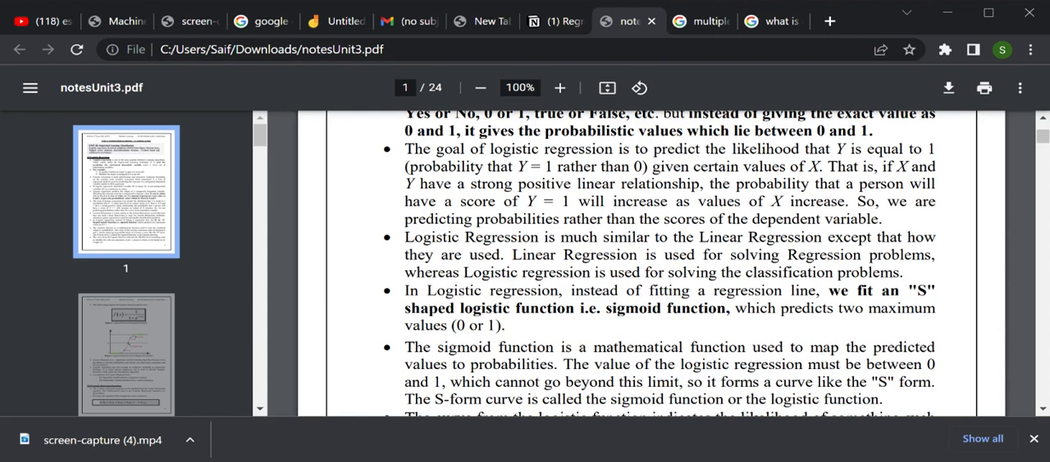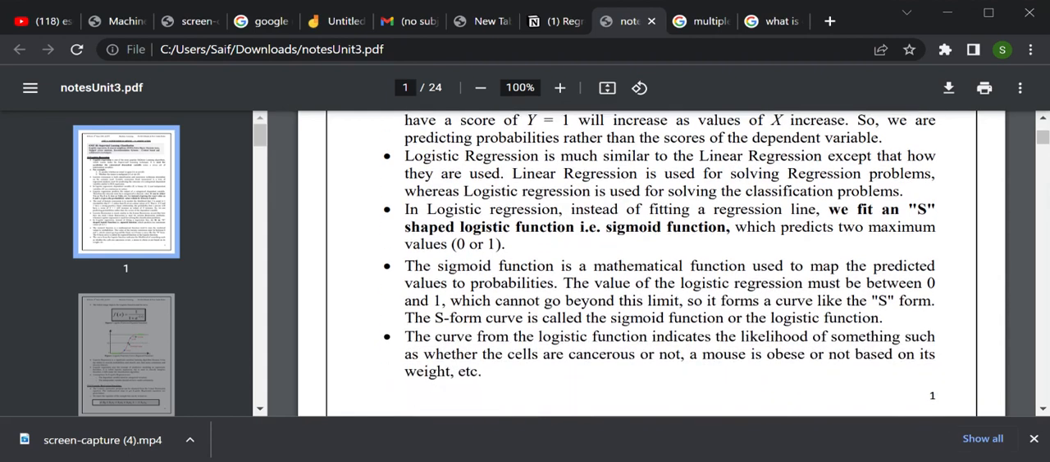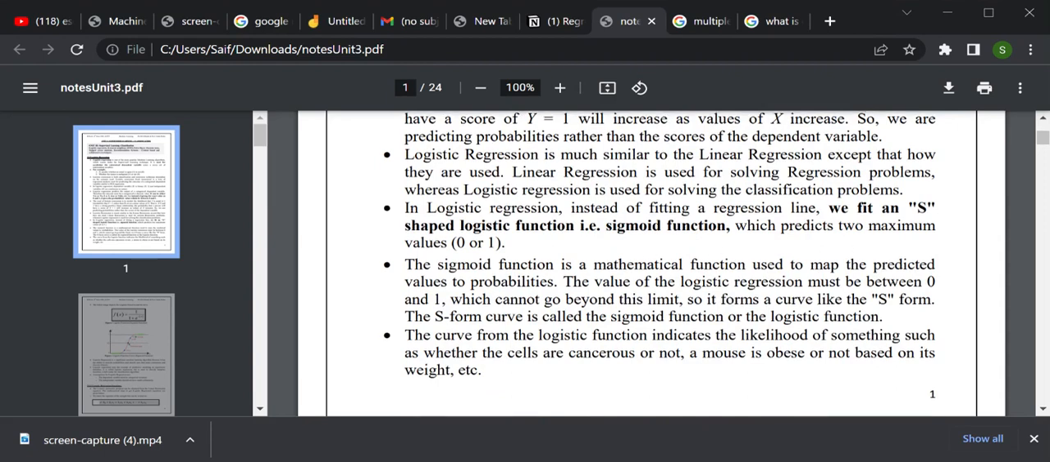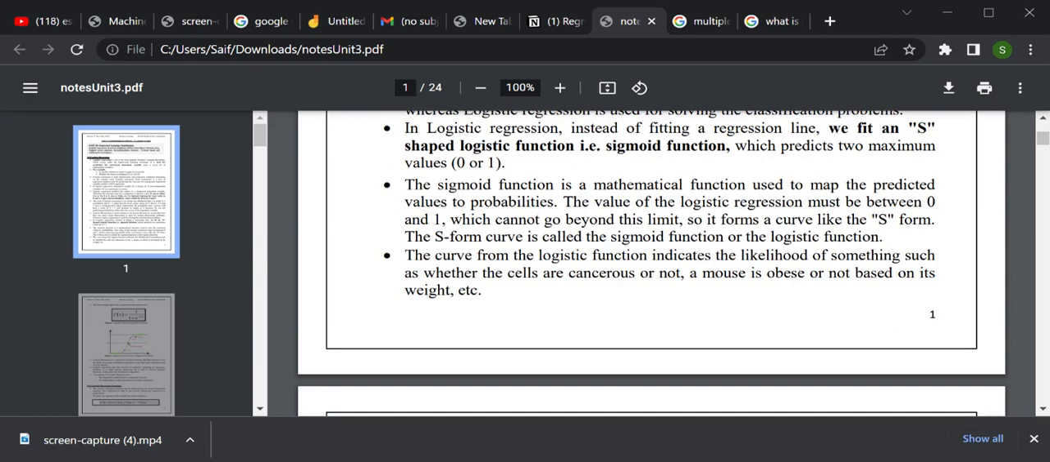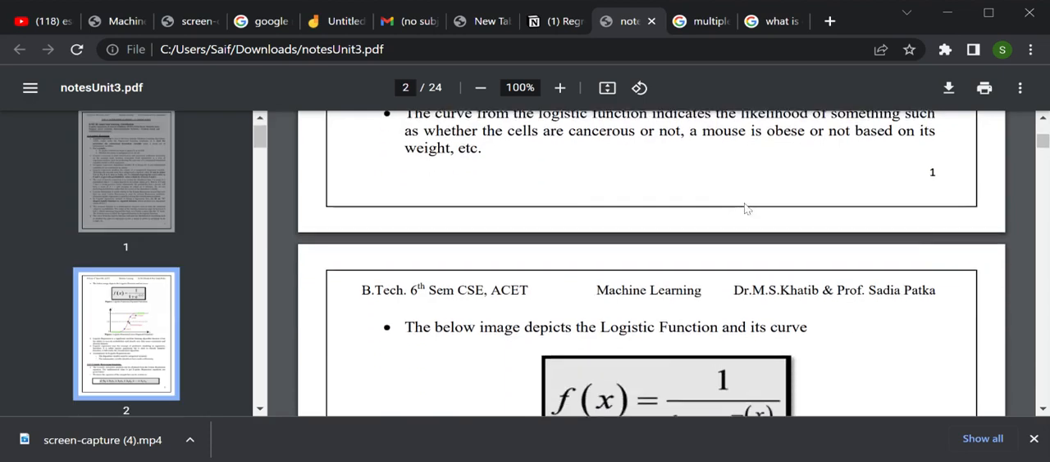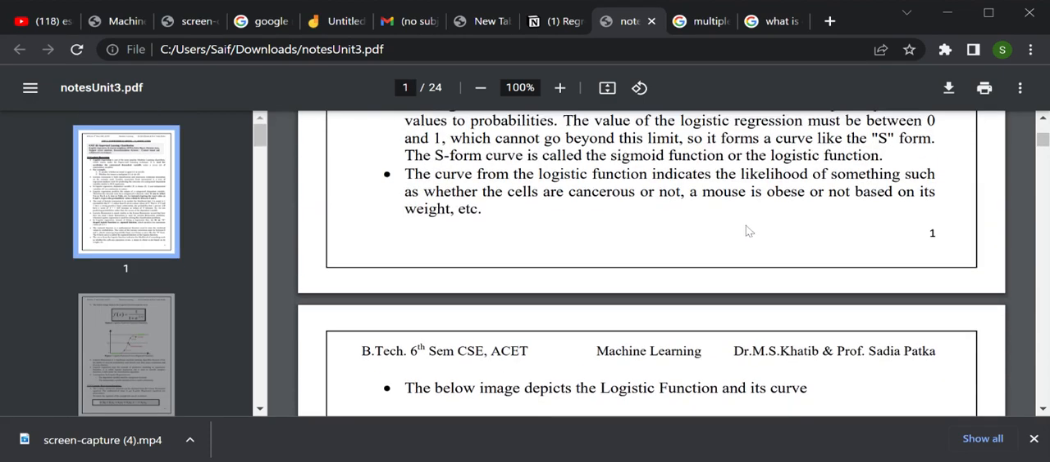Instead of fitting a regression line, we fit an S-shaped logistic, that is, sigmoid function, which predicts two maximum values. The sigmoid function is a mathematical function used to map predicted values, and you can write about the sigmoid function. The curve from the logistic indicates the likelihood of something. You can also write this.